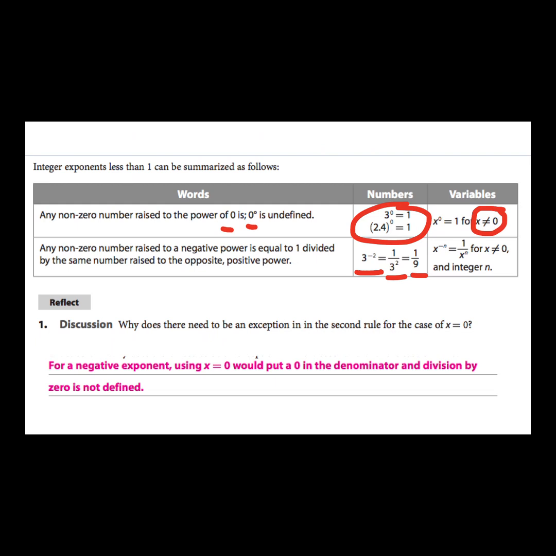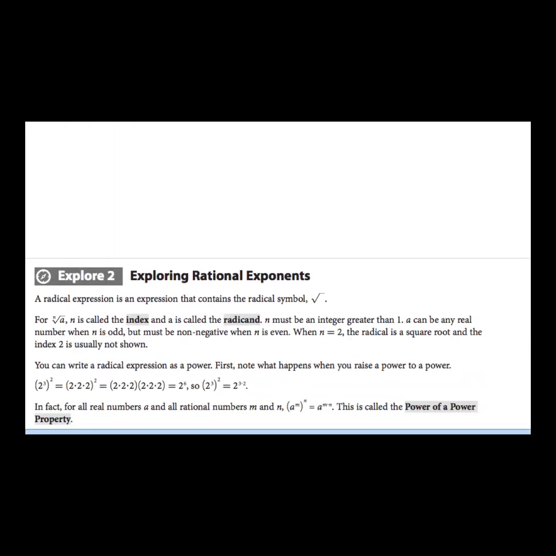And again, in the discussion question, it will ask you, why does there need to be an exception in the second rule? So why does x cannot equal 0 here? Because if you let x equal 0, you will end up with 1 divided by 0. And that's going to give you an undefined answer. So it is not possible to divide anything by 0. So this is why we need to restrict the denominator to not 0. So that's why we have x cannot equal 0 as a restriction.